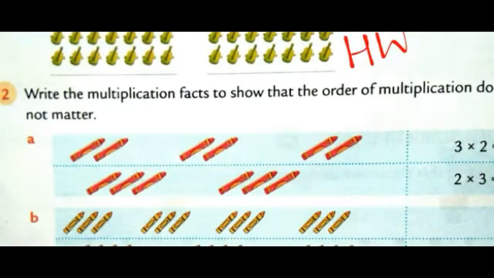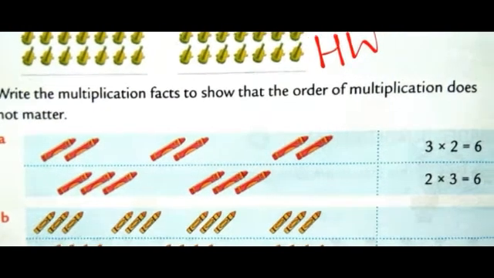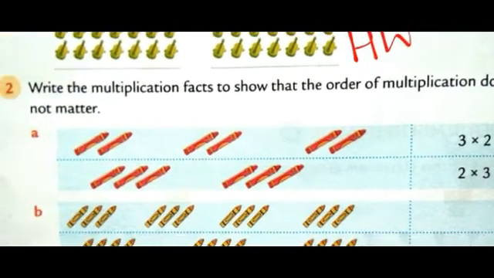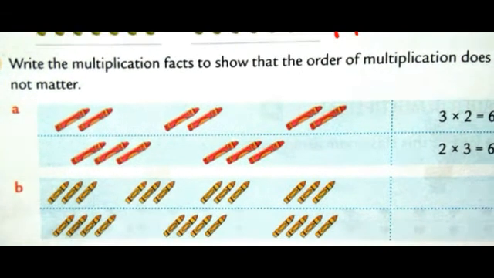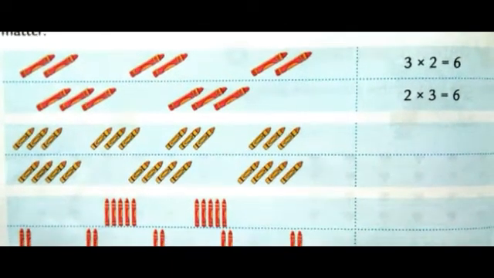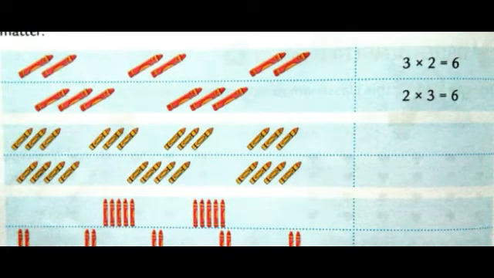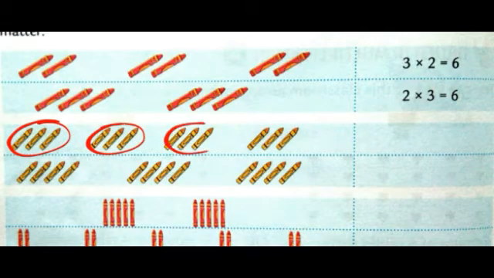Write the multiplication facts to show that the order of multiplication does not matter. Yes. Okay. The order of the multiplication does not matter. That we will learn here. Okay. See the second one, because the first one is already done. We'll start from the second one. First we will see how many groups are there. 1, 2, 3, 4 groups are there. So we will write here 4.